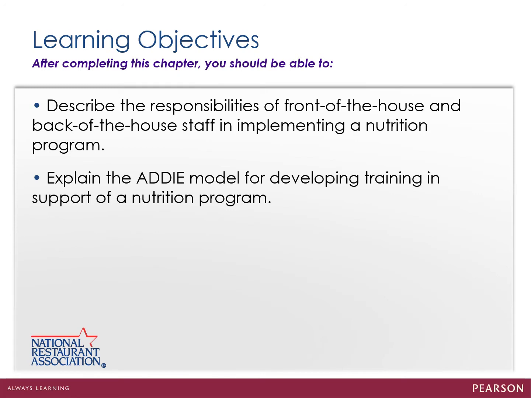Our objectives for this chapter are to learn the responsibilities of the front and back of the house staff in implementing a nutrition program, and also to learn about the ADDIE model for developing training in support of a nutrition program.